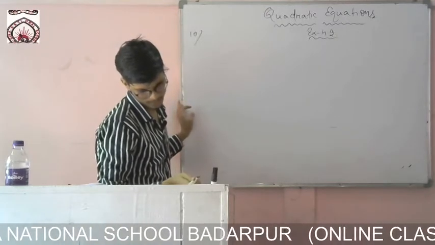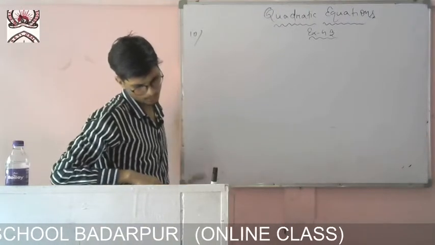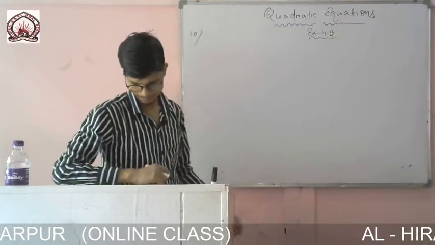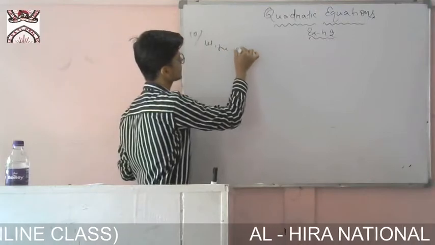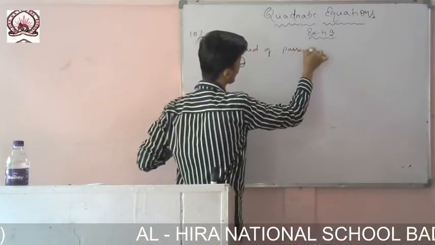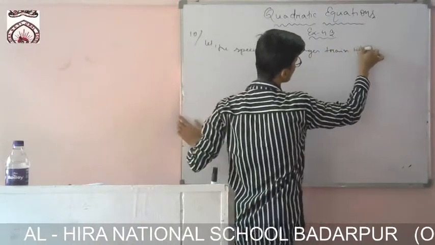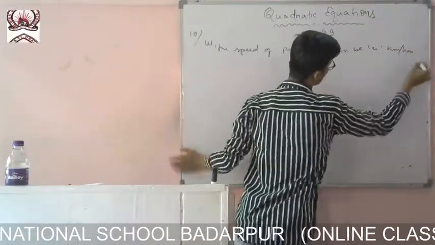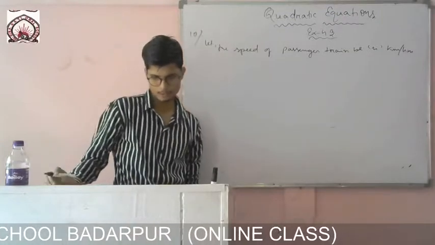So first of all, you see the average speed of the express train is 11 km more than the passenger train. So first of all, we will take the passenger train as x. So let the speed of the passenger train be x km per hour.